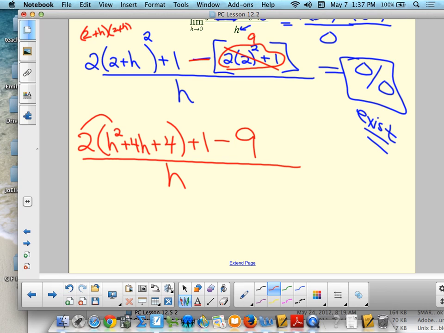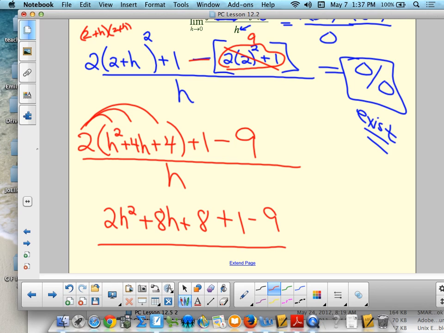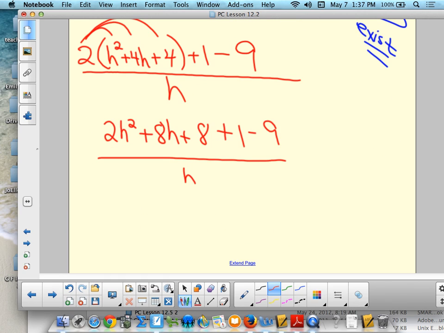I see a multiplier, so I'm going to distribute that through. It's 2h squared plus 8h plus 8 plus 1. Take away 9 over h. What do you notice about the numbers in the back? Equals 0. Yeah. 8 plus 1 is 9. 9, take away 9, gone. They're all gone. So what's left is this over h.